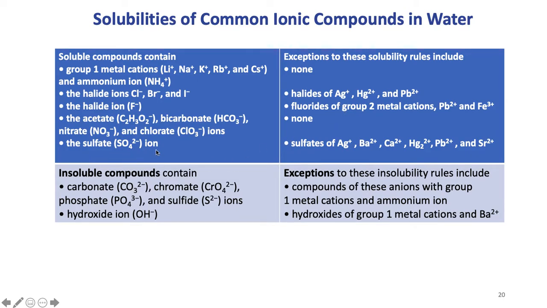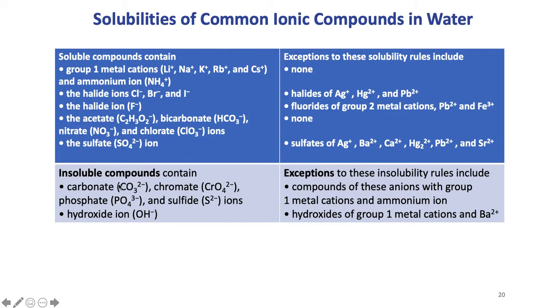The sulfate ion is typically soluble unless it's paired up with silver, barium, calcium, mercury, lead, and strontium ions. These ions over here are the exceptions to the solubility of sulfate. So sodium sulfate is soluble, but barium sulfate is not soluble because barium is one of the exceptions to the solubility rules.